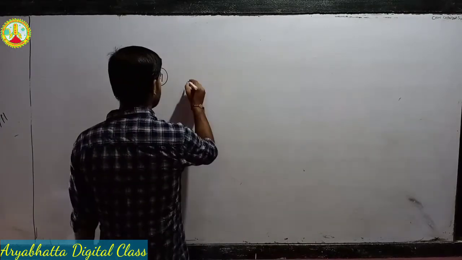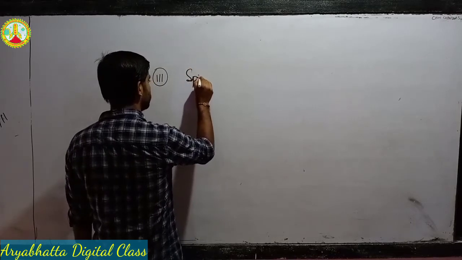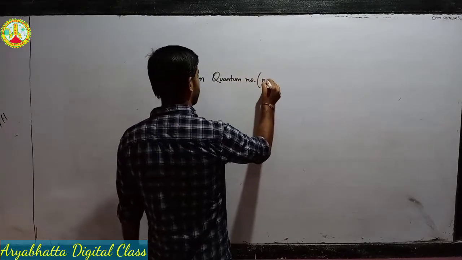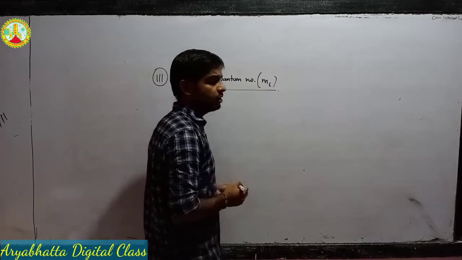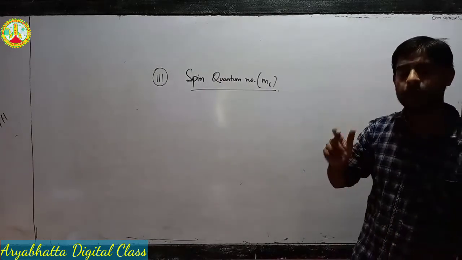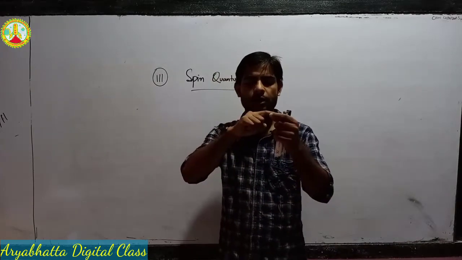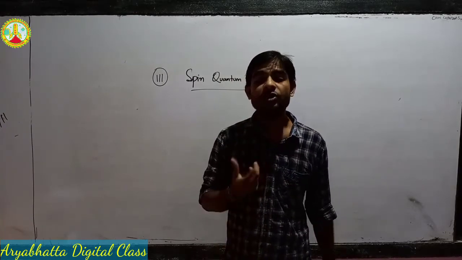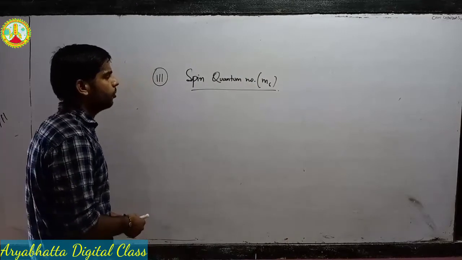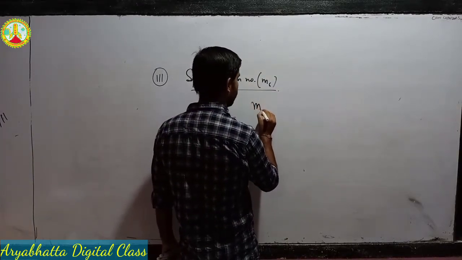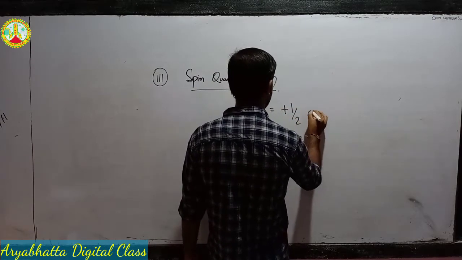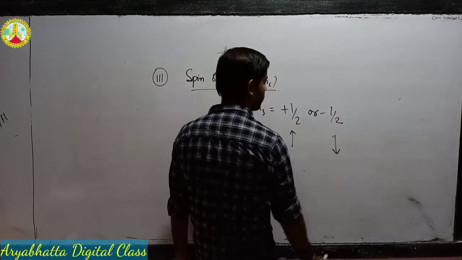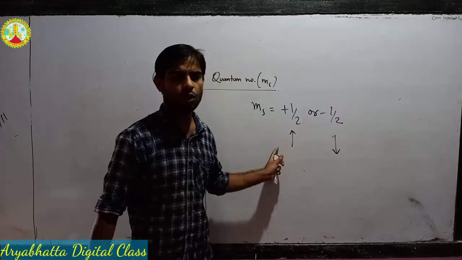Now see, the last quantum number that we will study in this video lecture is the spin quantum number. So what is a spin quantum number? Spin quantum number gives us information about the spin of the electron. That means in an atom the electron may go clockwise or anti-clockwise in an orbital. So in which direction it is moving, this information is given by the spin quantum number. The value of ms can only be plus half or minus half. That means spin up and spin down, clockwise, counterclockwise.